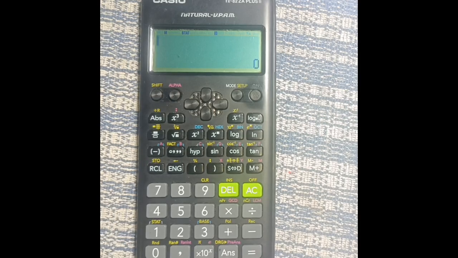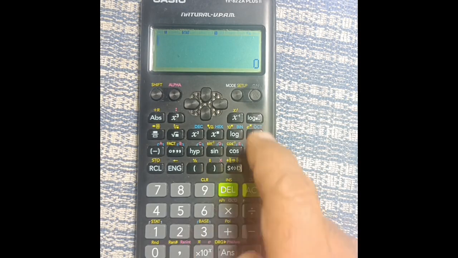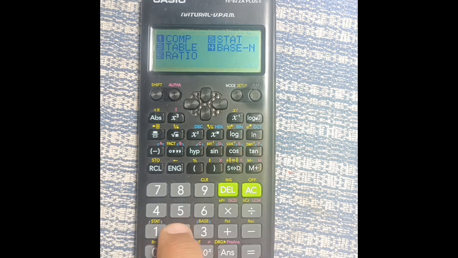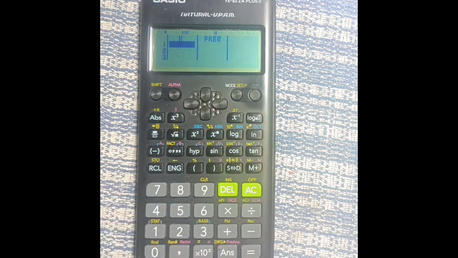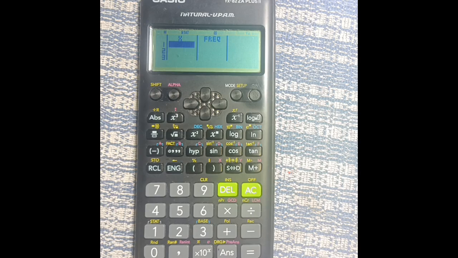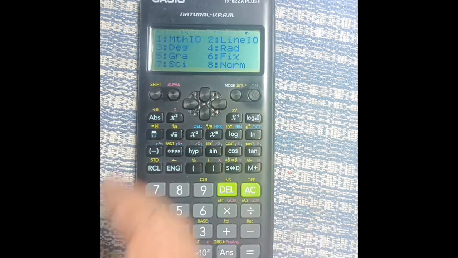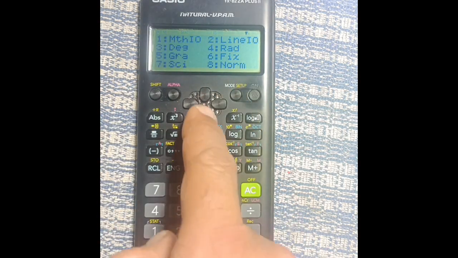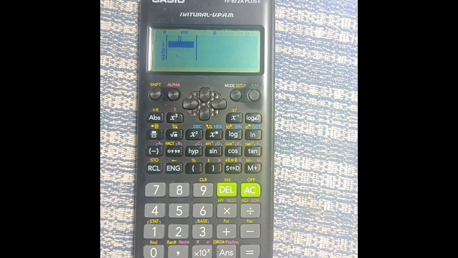Obviously now you need to go back to the normal mode. You got this frequency column and you need to get rid of it. Press shift mode, scroll down, press 3, now press 2. The frequency is off now.